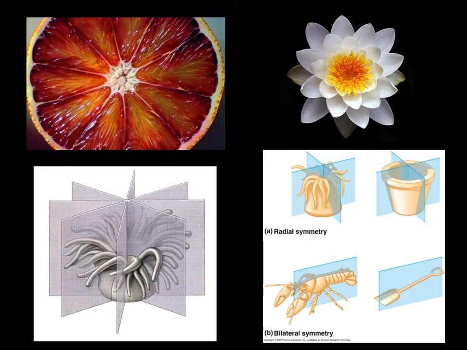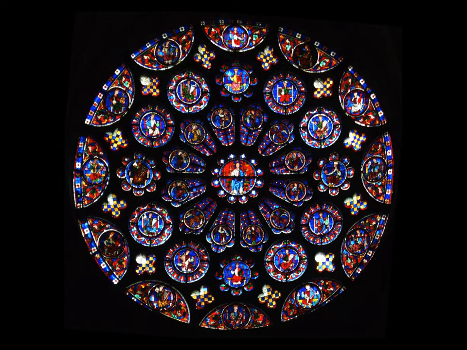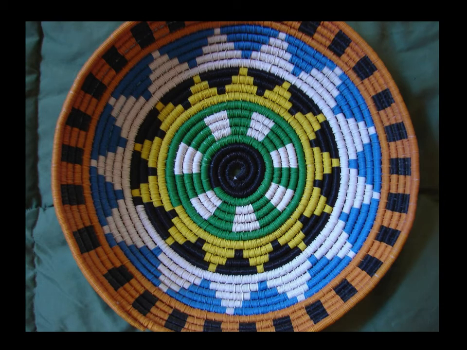So we have bilateral symmetry of the lobster, and we have an organic object like the shovel. And then we have radial symmetry here, and we see this in nature quite often, right? Here's an example of fruit and a flower. But as far as two-dimensional images go, in image making, there's radial balance here. We see stained glass windows. We can see examples of this in baskets.